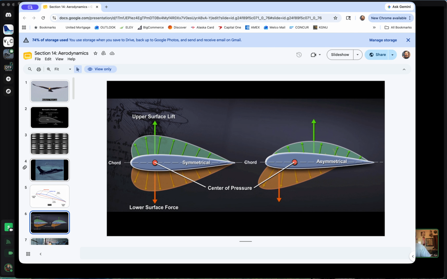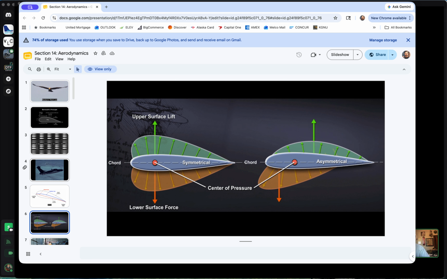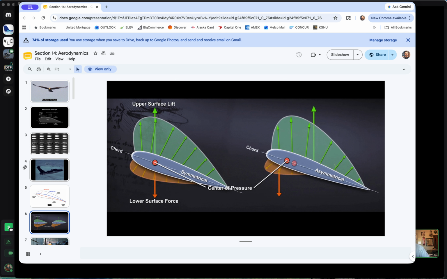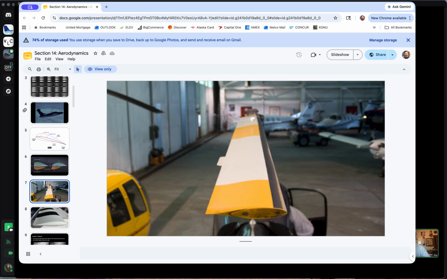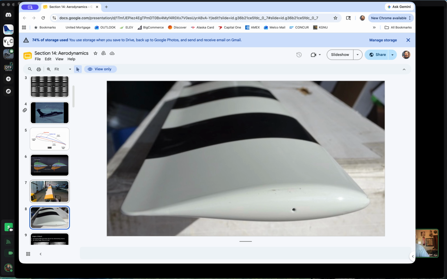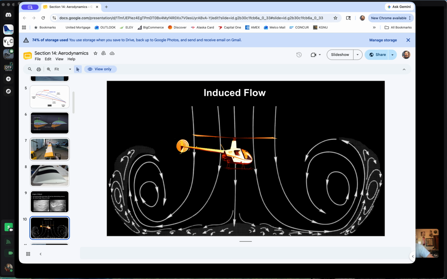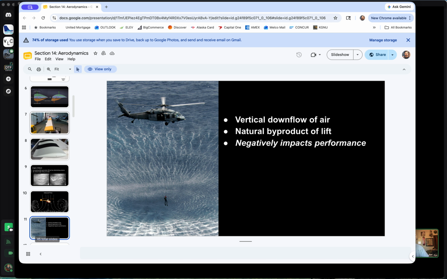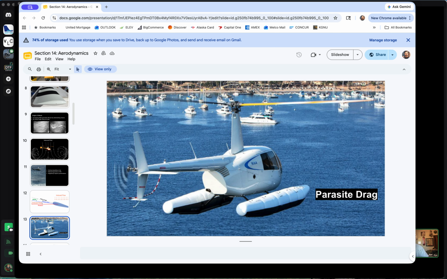But really good explanations of the angle of attack, how the chord line and the center of pressure work here, asymmetrical and symmetrical airfoils. Really cool. There's the symmetrical Robinson, the asymmetrical tail rotor, stalls, induced flow. This is where I would be going next. Really terrific stuff here.